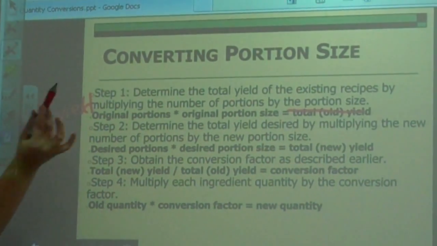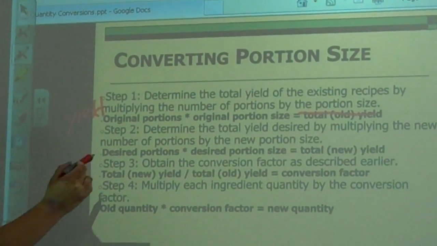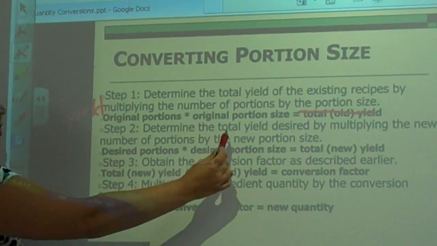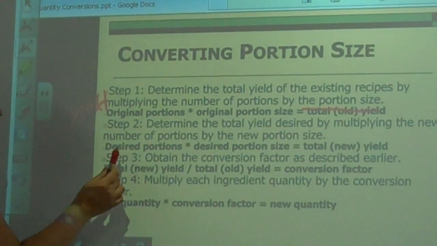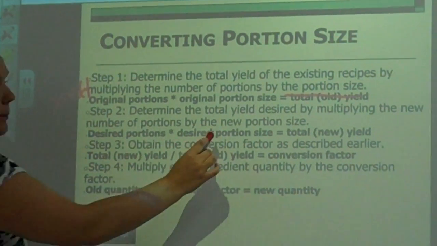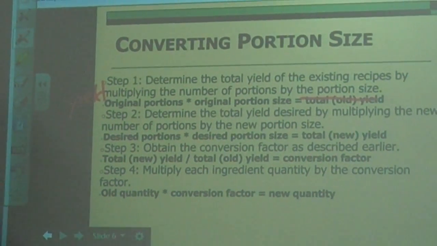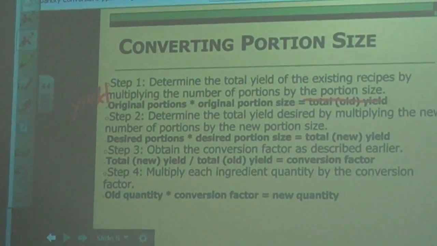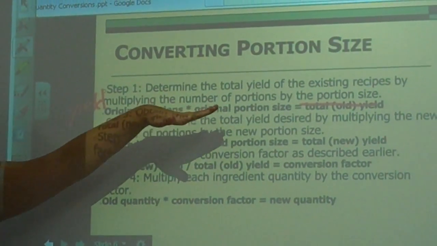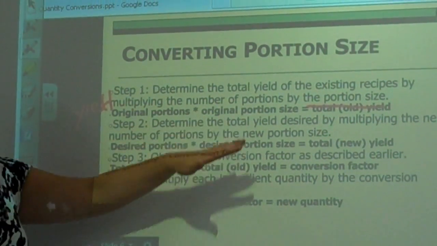Now, that's part 1. That's when you're looking at the old original recipe, okay? Then the next thing you're going to do is look at the recipe that you now want to make. Determine the total yield desired by multiplying the new number of portions by the new portion size. Now remember, in most cases portion size is going to be in ounces. Most of the recipes that we're going to give you, it's going to be in ounces. So that's essentially what you're looking for. Now, if the recipe doesn't give you a portion size, then you're not going to be able to calculate it out. But all the problems that we give you will have a portion size.